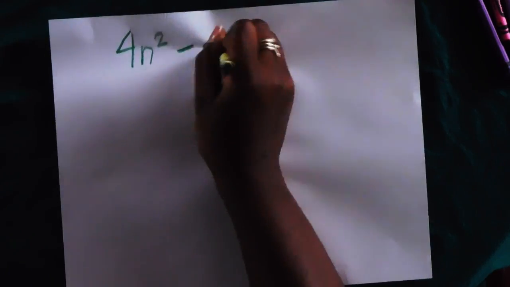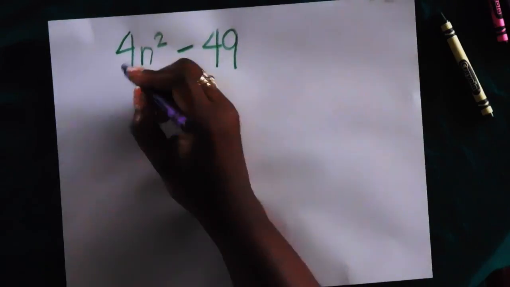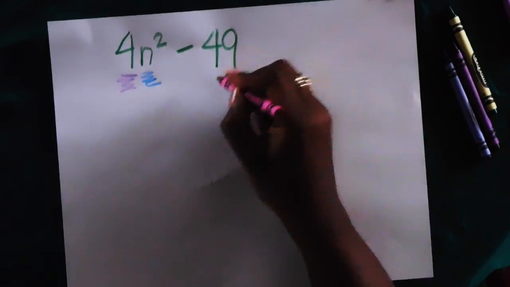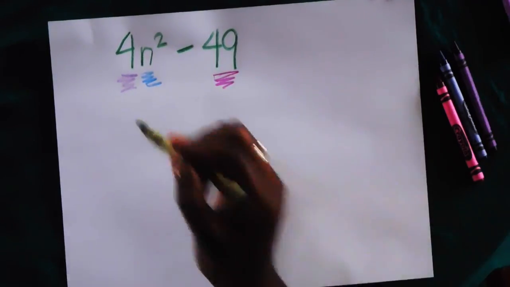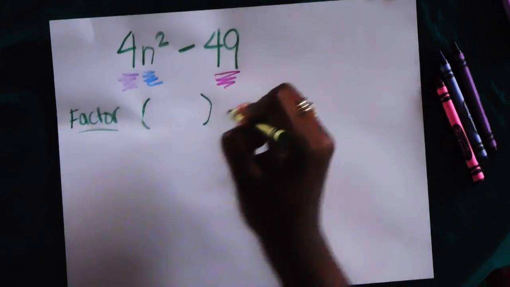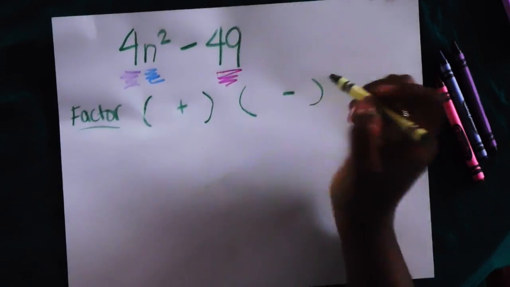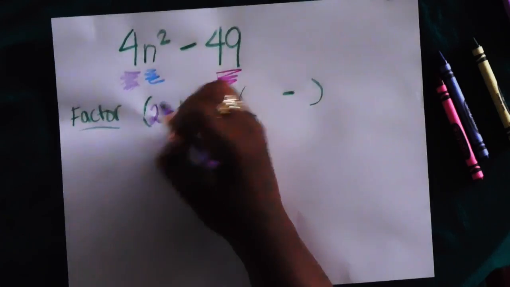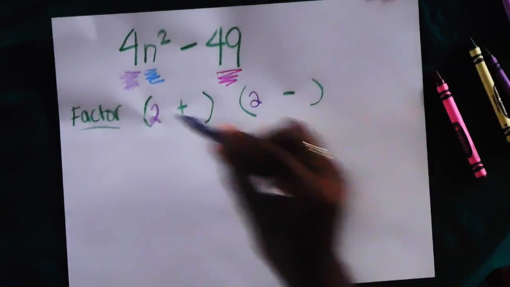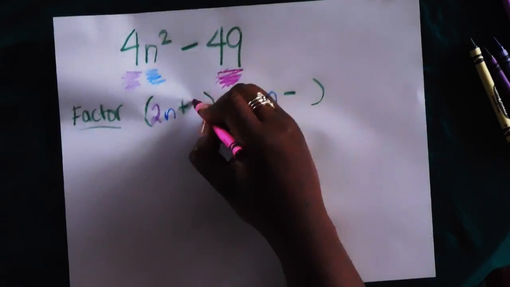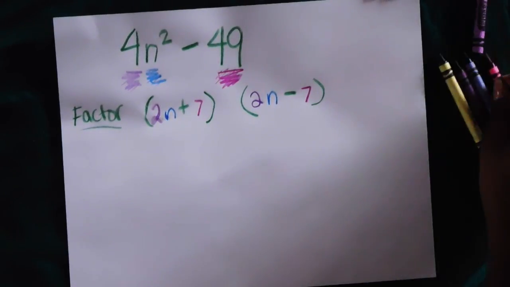So as our last step-by-step example, 4n squared minus 49. There's no GCF to take out. So I'm just going to find all of my perfect squares, 4n squared and 49. And to factor, I'm going to open up both sets of parentheses, put a plus in the first one, put a minus in the second one. And then I'll find the square root of 4, which is 2 times 2. And then the square root of n squared, which is n times n. And then the square root of 49, which is 7 times 7.